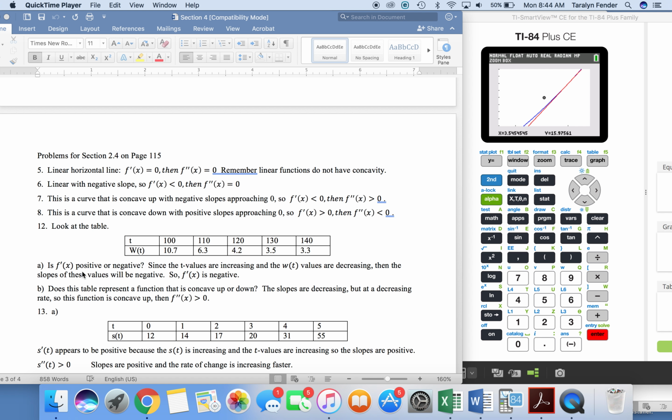Is f prime of x positive or negative? Well, let's look at the t values. What's happening to my x? It's increasing. What's happening to the y value, or the output value, w of t? It is decreasing. So we have a decreasing divided by an increasing. That makes the f prime negative.